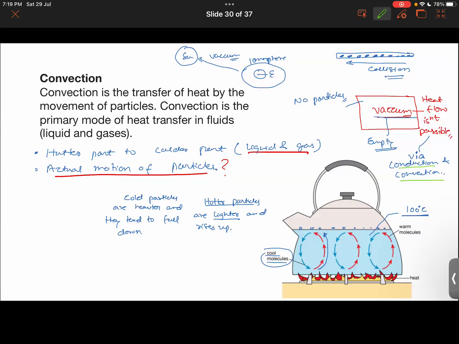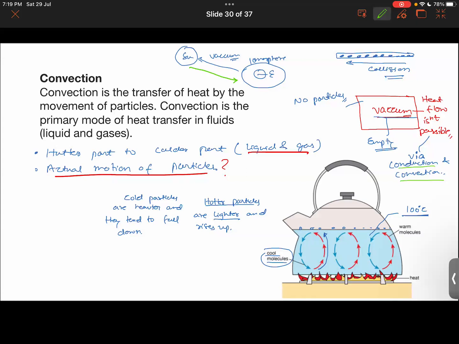But there is another mode of transfer of heat that we will talk about in the next class, that is radiation. It is due to radiation that heat transfers from the sun to the atmosphere of the earth or to the earth. Got it? We will keep that for next class. Today we will be only talking about convection.